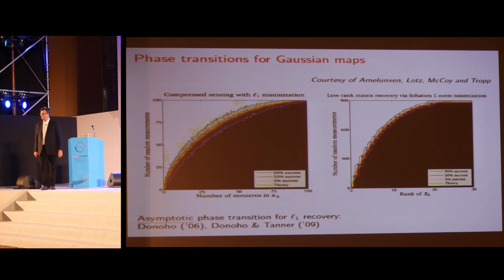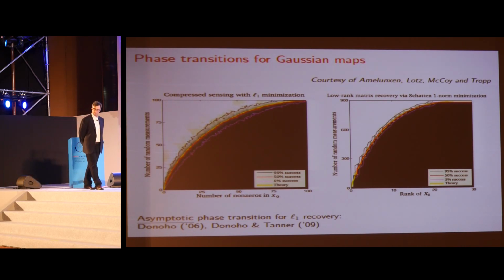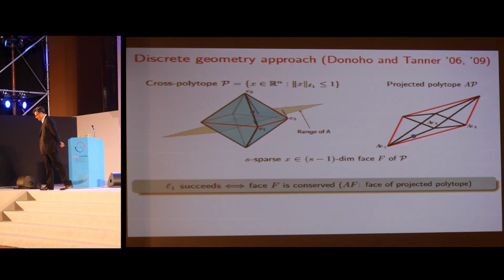Now, an important remark is that these phase transition diagrams about the performance of convex programming techniques in the case of Gaussian models were discovered earlier by Donoho and Tanner, and they proved it in the case of L1 recovery asymptotically. And what's great about this work is that it uses a different area of mathematics. In fact, it uses tools in discrete geometry. So let me explain the gist of their work. And so it goes something like this.